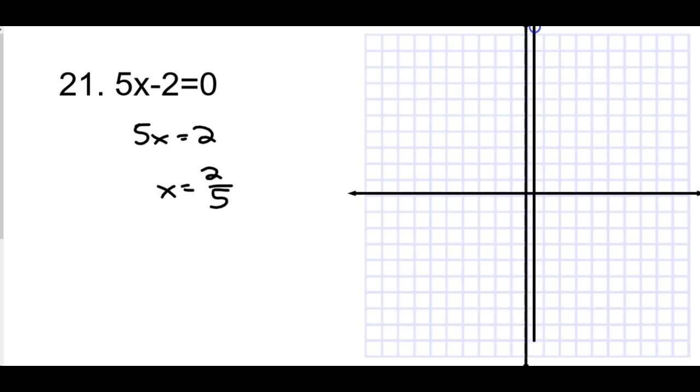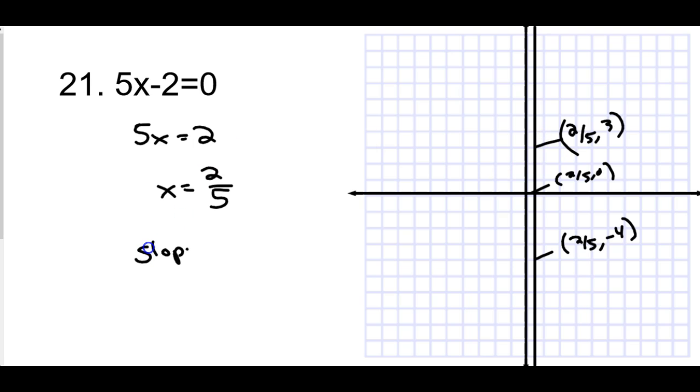Now notice when I draw this line, anywhere on this line, if you give me an ordered pair, for right here it'd be (2/5, 0). Right here it would be (2/5, 3). Down here, say this point right here is (2/5, negative 4). It's everywhere x could be negative, or x could be positive 2/5. And so it's a vertical line. So what's the slope of a vertical line? Slope is undefined.